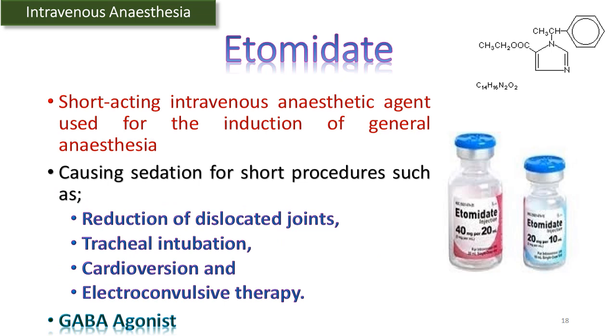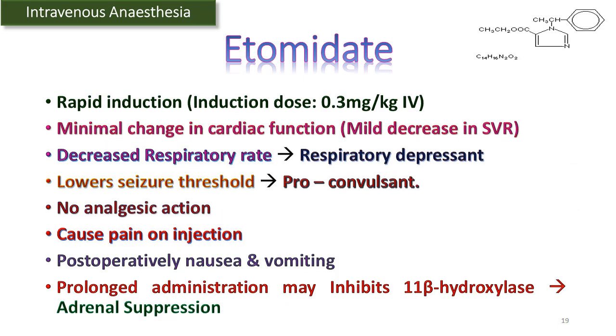The another non-barbiturate fast inducer is etomidate. It is a short-acting intravenous anesthetic agent used for induction of general anesthesia. It causes sedation for short procedures such as reduction of dislocated joint, tracheal intubation, cardioversion, electroconvulsive therapy. It is also a GABA agonist. It has rapid induction. Induction dose is only 0.3 mg per kg intravenous.